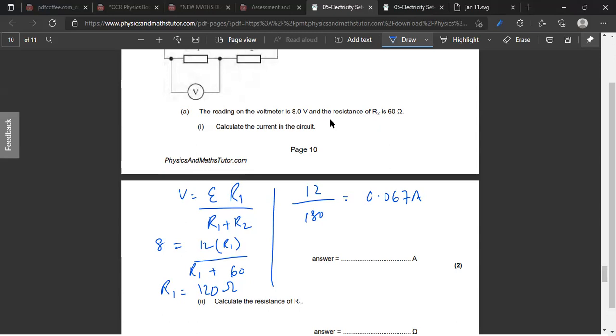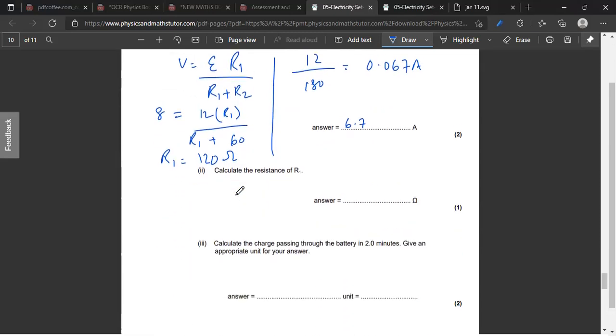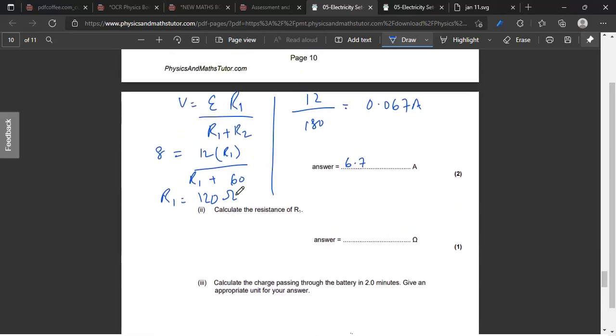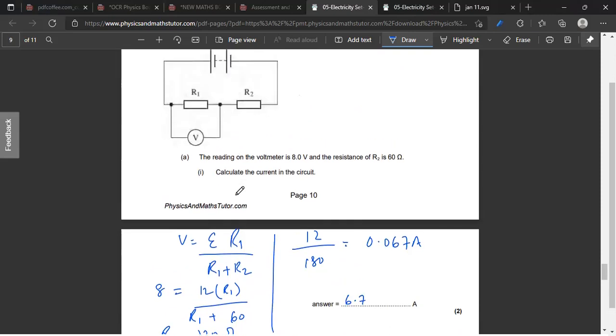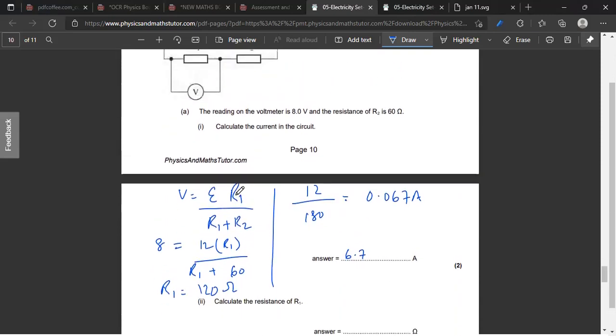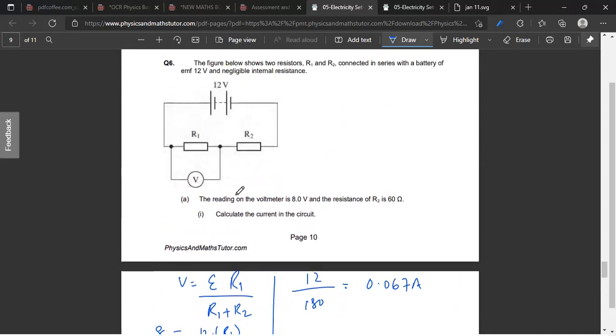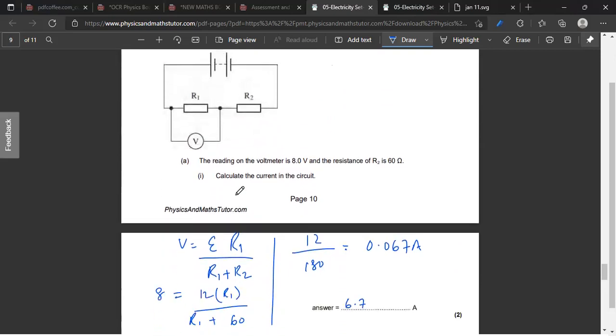Can you tell me how you got R1 is 120, like the working out? Just solve this equation. I got that answer at first, and then I was doubting myself. Could you show me the working out for R1? Yes, please, thank you very much.